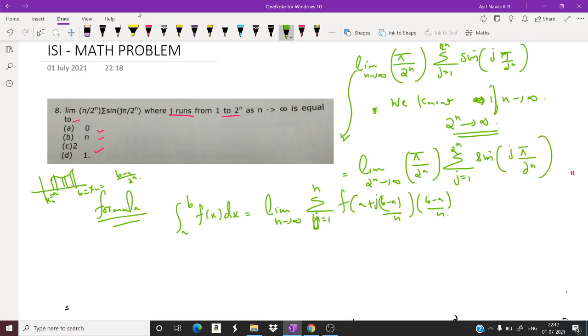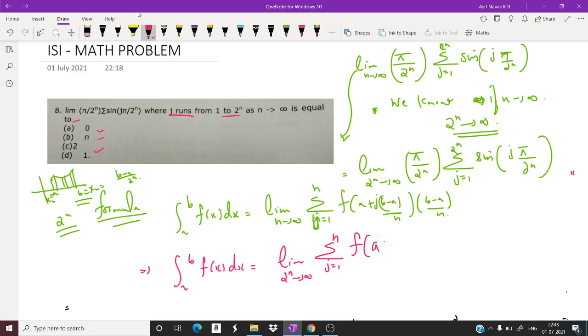So if we cut this into 2 raised to n pieces, then this integral of f of x dx is equal to limit, instead of n we cut it into 2 raised to n pieces, sigma j equal to 1 to 2 raised to n f of a plus j into b minus a by 2 raised to n into b minus a by 2 raised to n.